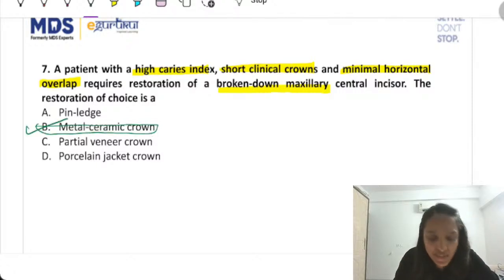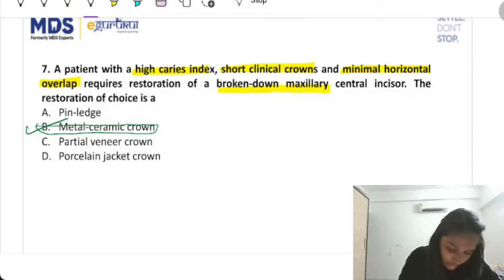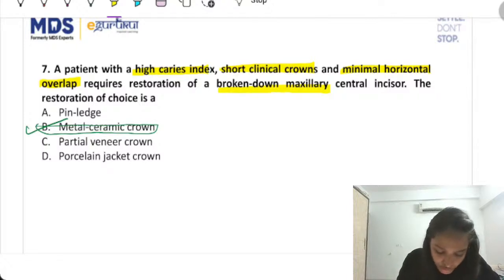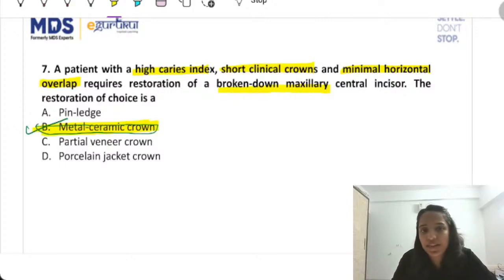You have very specific indications of metal ceramic crown in your textbook. What are the indications? Indications are that you have high caries index, you have short clinical crowns where aesthetics is important, where a large destruction of tooth is there. Specifically in your Rosenstiel only, it has been mentioned that extensive tooth destruction is there. You have need for retention of the restoration. All of these are indications of metal ceramic crown. So option number B, these are actually proper lines that have been picked from your textbooks. High caries index, short clinical crowns, minimal horizontal overlap, all have been mentioned in the indications of a metal ceramic crown, which is why the correct answer here is option number B.